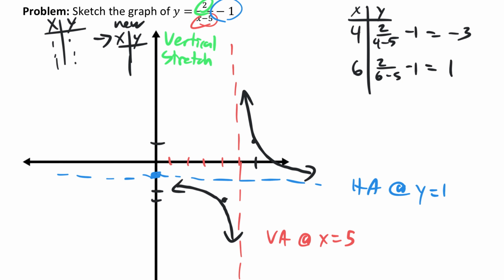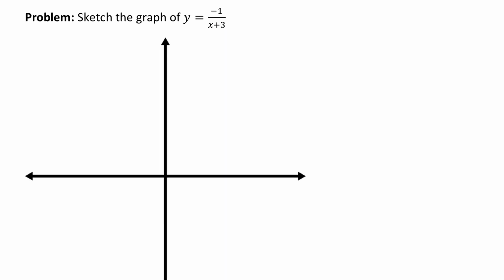And the reason that vertical stretch doesn't affect the asymptotes is, well, the asymptotes are already at 0, 0. So when you go to do the multiplication by 2, it doesn't change anything. It's only the translations that affect the asymptotes, not the stretches. All right, go ahead and give this one a try.